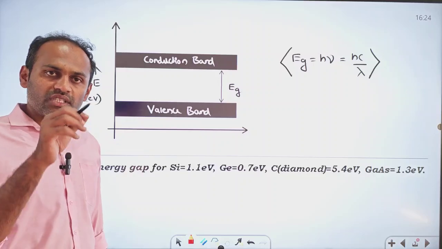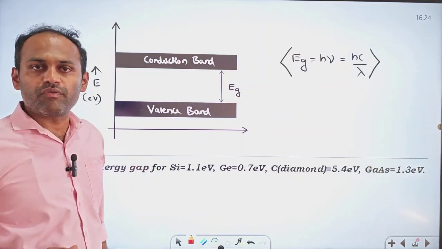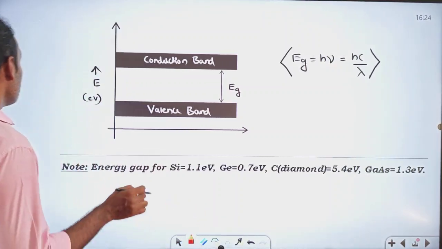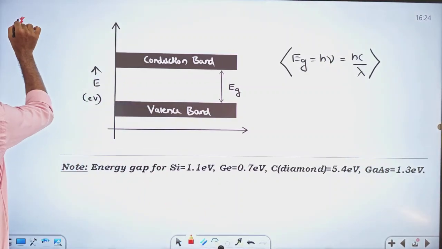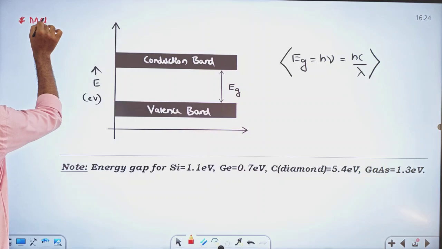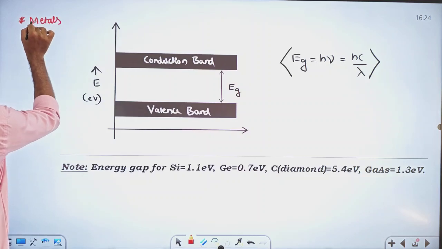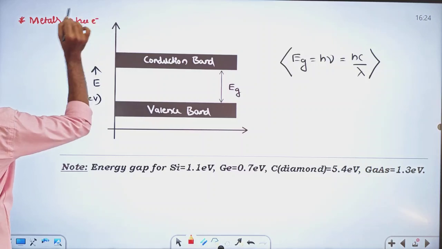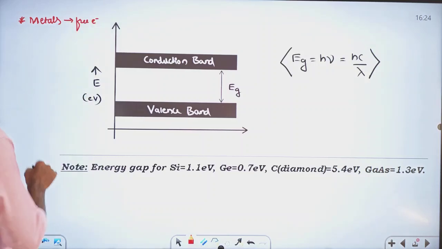If you get the electrons in the conduction band, then only the current will flow, otherwise no. So here, you should know one thing: in metals, the current is carried by free electrons.